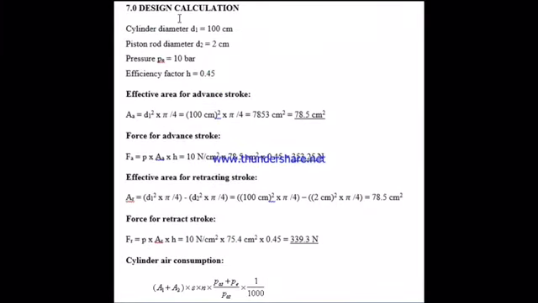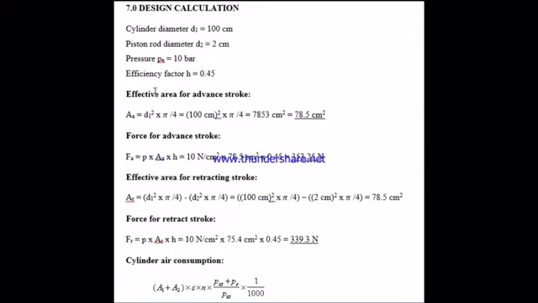Next, for the design calculation, the cylinder diameter D1 equal to 100 cm and the piston rod diameter D2 is equal to 2 cm. The pressure is 10 bar. The efficiency factor H is equal to 0.45.